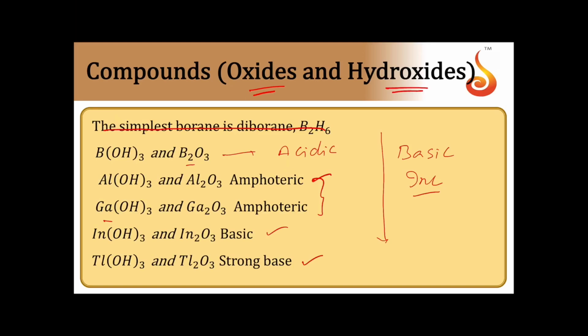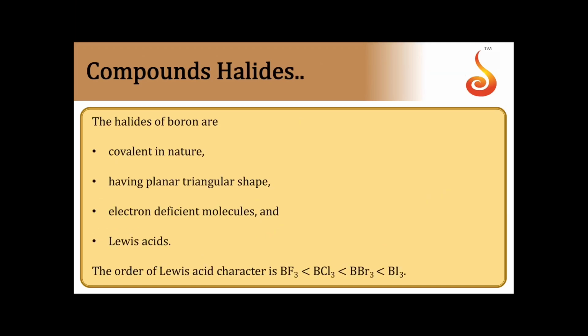The first one is acidic in nature, the next two are amphoteric in nature, and the last two are basic in nature. This is how the basic property changes down the group. Then, compounds, that is halides: the elements form MX3 type of halides. The general formula of these halides is MX3.